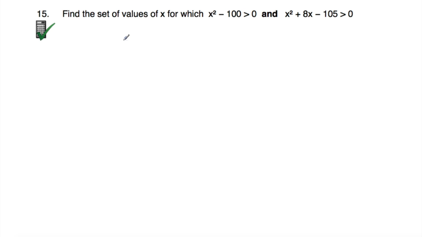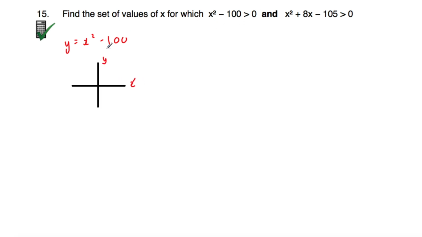So question number 15 says, find the set of values of x for which x squared minus 100 is bigger than 0, and x squared plus 8x minus 105 is bigger than 0. So let's solve each of these quadratic inequalities. So let's start off with the left-hand one. So x squared minus 100 is bigger than 0. So let's sketch the graph of y equals x squared minus 100. If we sketch that graph, we'll then be able to find when it's bigger than 0.